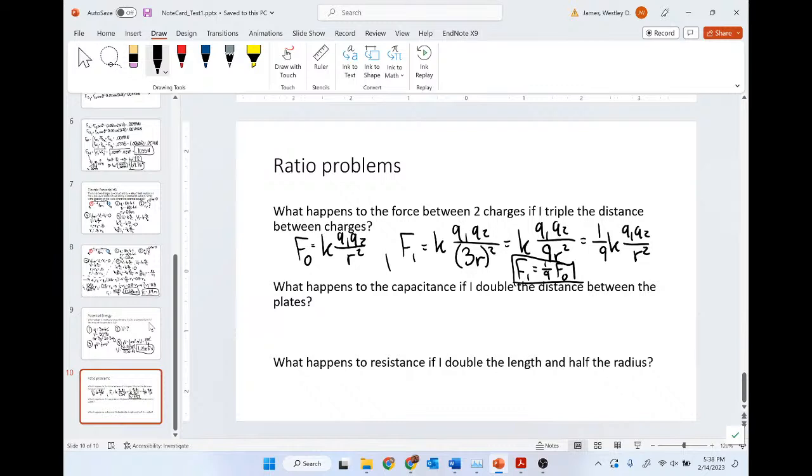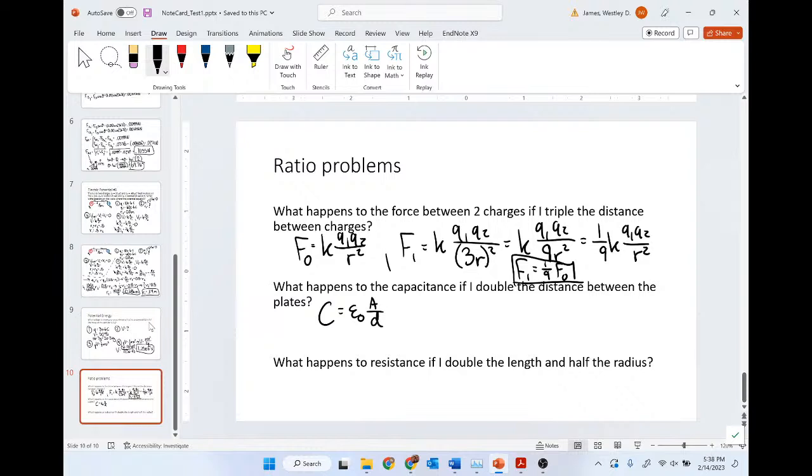So we'll just do the next two, and you'll see I'm going to do the exact same process. What happens to the capacitance if I double the distance between the plates? We see the word capacitor. So we go to our capacitor section. What equation for capacitance has distance in it? Epsilon naught A over D. So whatever these problems are, if it says capacitor, go to the capacitor section. I say I double the distance, find the equation with distance in it.